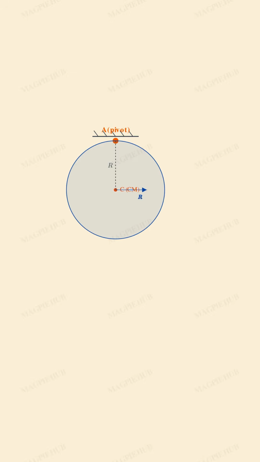JEE Main 2026, 4th April Shift 2, Physics, Question 35. A uniform disk of radius r and mass m is pivoted at point A on its rim. The disk hangs freely and can oscillate about this pivot for small angular displacements. Let us visualize this physical pendulum setup.